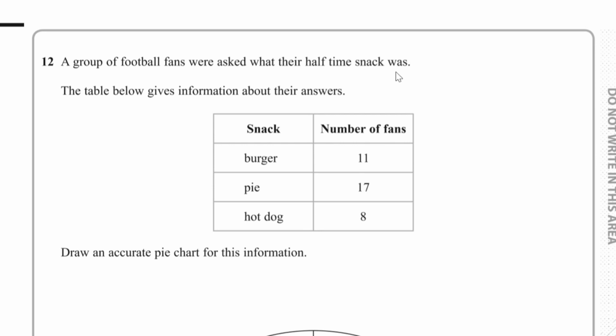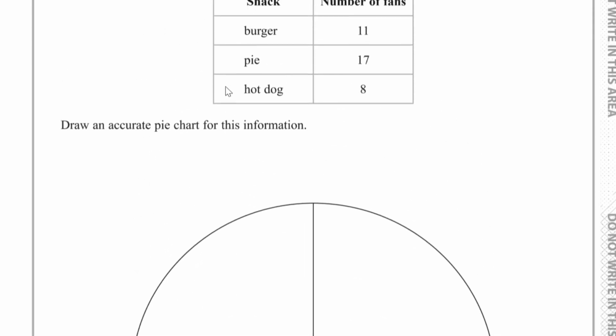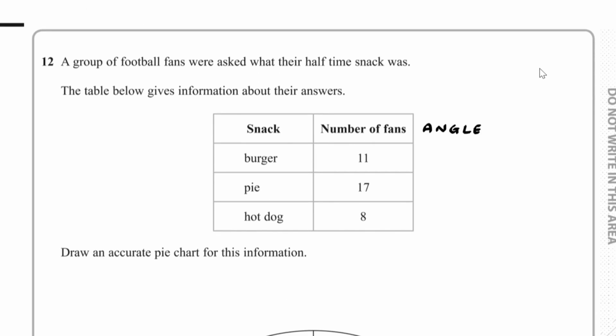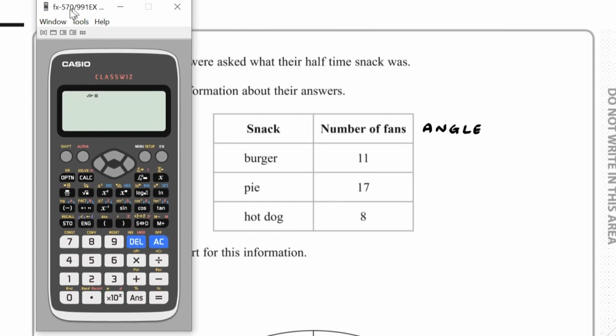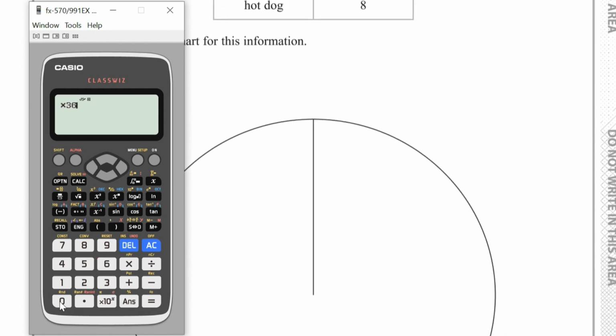Question number 12. A group of football fans were asked what their half-time snack was. The table below gives information about their answers. So 11 said burger, 17 said pie, 8 said hot dog. We have to draw an accurate pie chart for this information. Now what we need to do this question is find the missing angle. So if we think about how to find the angle, what we need to recognize is we have a proportion of the angles around a point. Now angles around a point sum to 360 and we have some sort of a fraction of that.